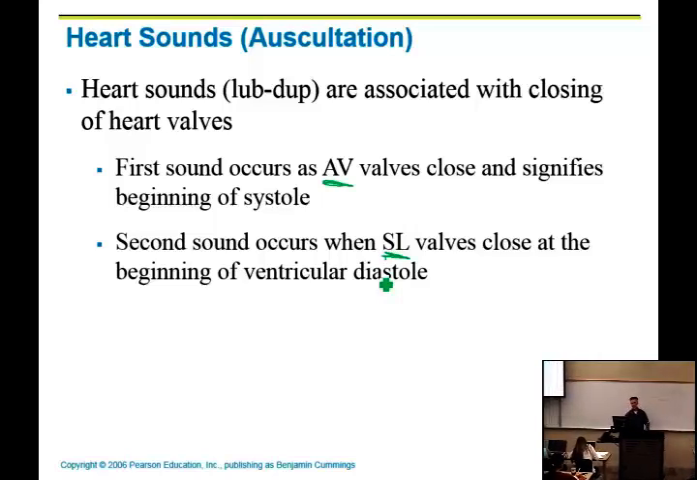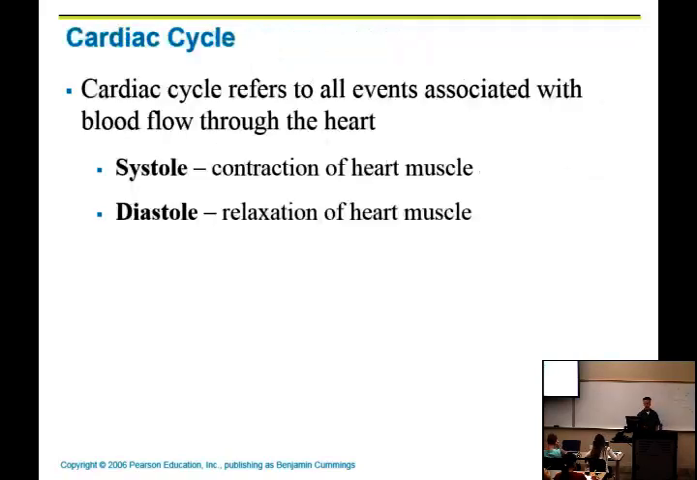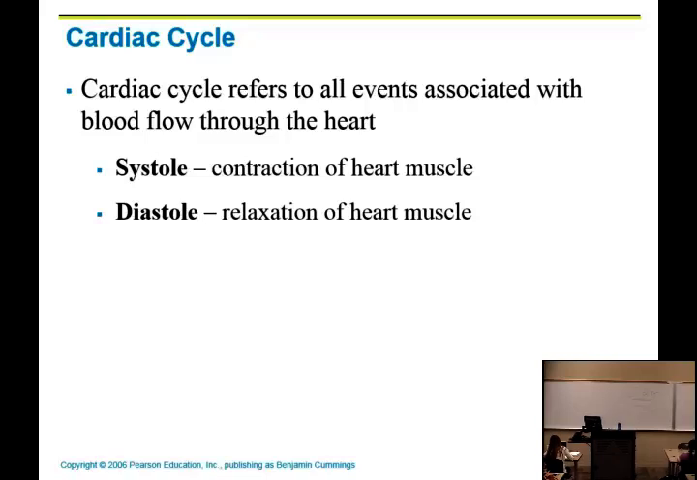We will be doing that as well in lab when we do our physiology lab week after next. We're going to be listening to those. But the first sound comes from the AV valves closing. Second sound comes from the semilunar valves closing.